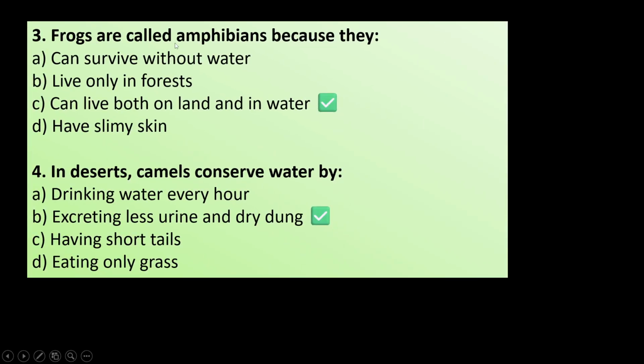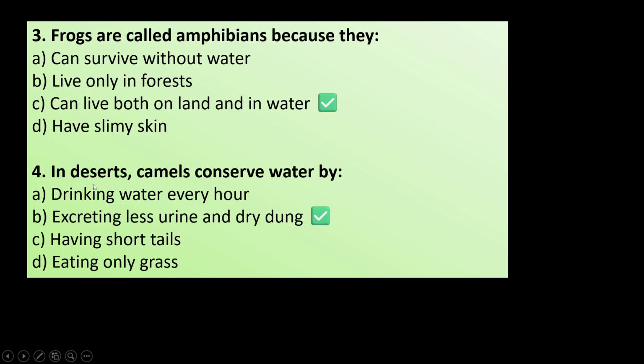Question number 3. Frogs are called amphibians because they: option A, can survive without water. B, live only in forest. C, can live both on land and in water. Option D, have slimy skin. Answer is option C, can live both on land and in water.